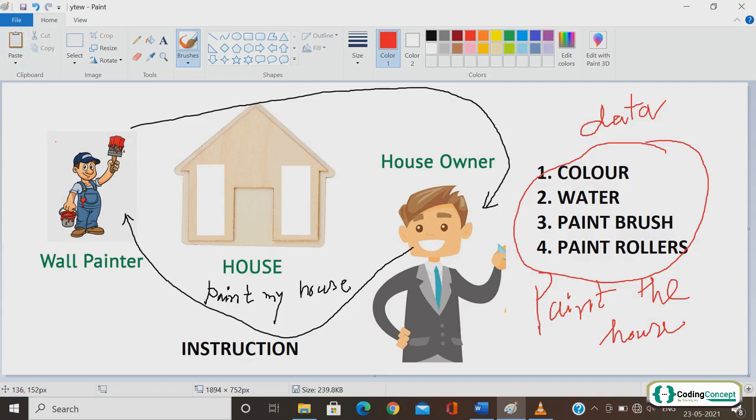So here the wall painter is taking instructions as well as data to paint the house. That means to perform the task. So that's why again I am telling here the wall painter is working like a computer and the house owner, he is like a programmer. Now the combination of data as well as instructions is actually the program. Is it clear?